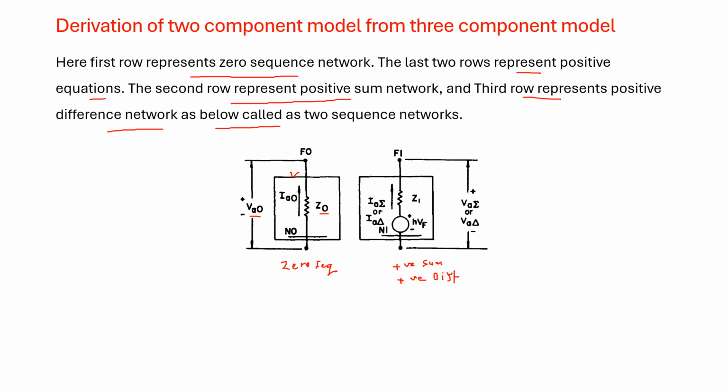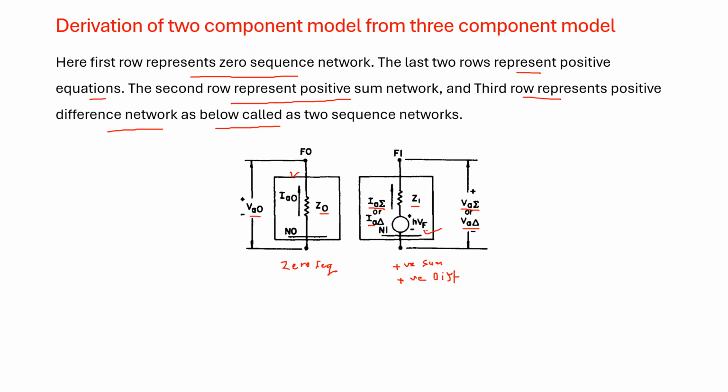It is shown here. You can see the voltage is VA summation or VA delta, and the current is IA summation or IA delta. That is the only difference. Otherwise, in terms of network, it is the same. We have the same positive sequence network, and we have the same voltage source.